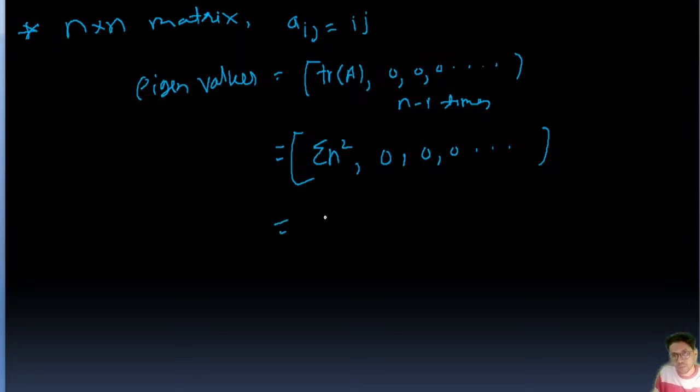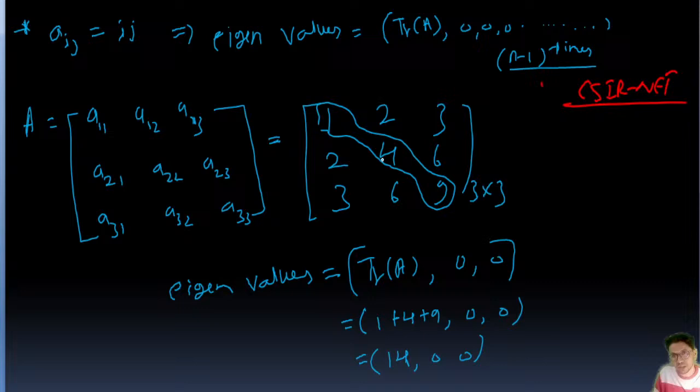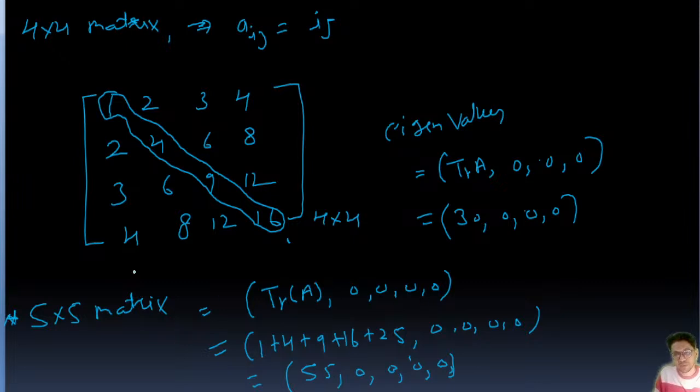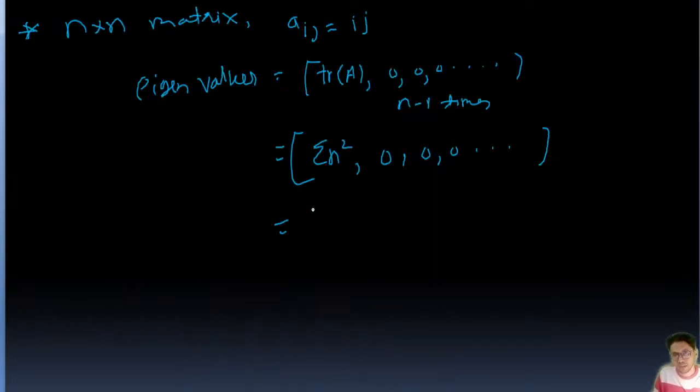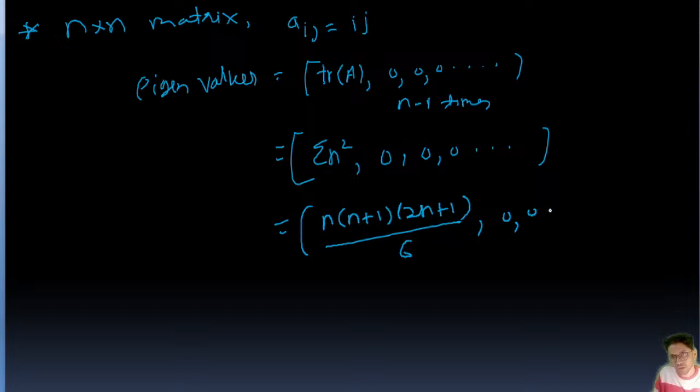Okay, and this formula we know, right? Sigma n square we know the formula, because here we can see that it is 1 square, 2 square, 3 square, 4 square, 5 square. Similarly for n square. The value of sigma n square is equal to n into n plus 1 into 2n plus 1 upon 6, then 0, 0, 0, n minus 1 times. Okay, this is the formula for sigma n square. This is important.